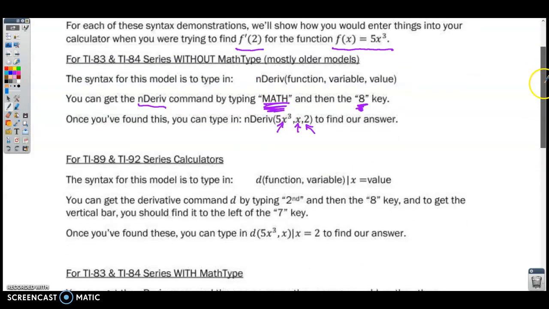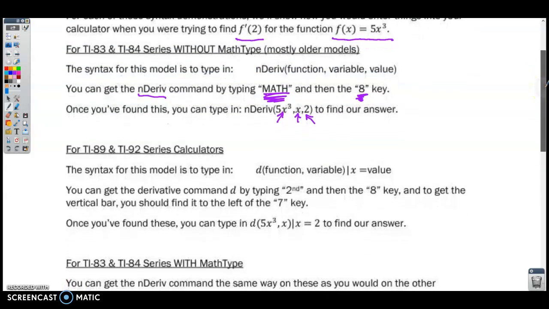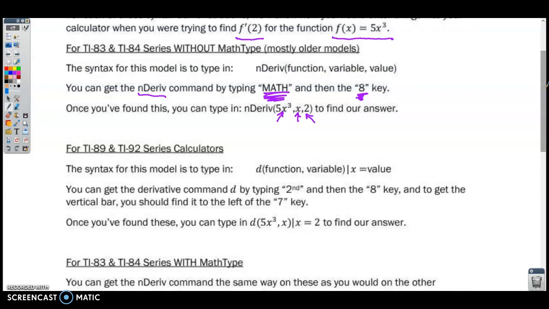For those of you who use 89 and 92 series calculators, like me, the syntax for this model is to type in d of function comma variable, and then the evaluation bar, and then x equals whatever value you're using. So since we're trying to find the derivative of 5x cubed at x equals 2, we can get the derivative command by typing second and the 8 key.